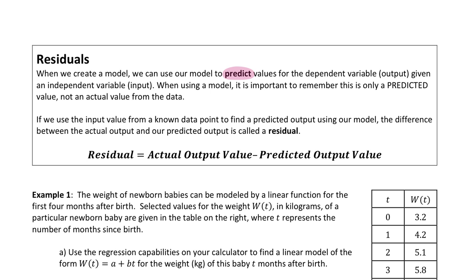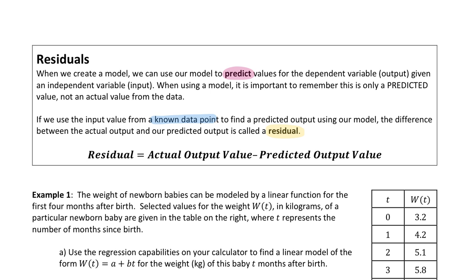When using a model, it is important to remember that this is only a predicted value from our equation, not an actual data value from the actual information we have. So if we use an input value that is a known data point, an actual data point, to find a predicted output using our model, the difference between the actual output and our predicted output is called the residual. You can think of this as like the error. So if we know what actually happened at time 3, and we also have a prediction of what would happen at time 3, we want them to line up because we want our models to be really, really good.